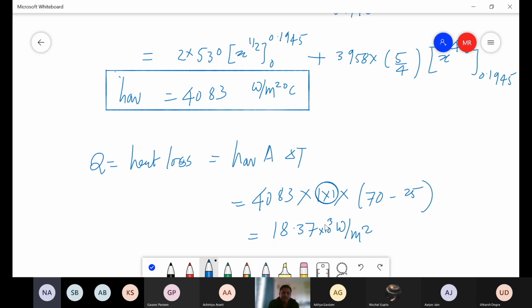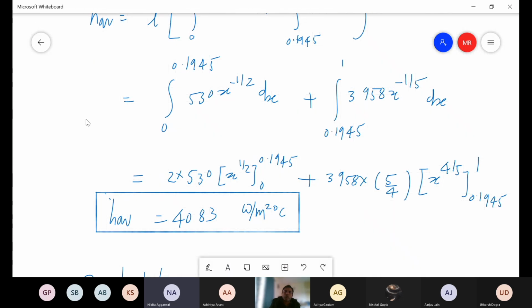Sir, I have a small doubt. Why have we integrated? We have put the x value from laminar flow as 0.1945, and for turbulent flow it is 0.8. Usually, I'll explain why we calculated h average. Typically in such cases, the average heat transfer coefficient is reported instead of the local heat transfer coefficient.